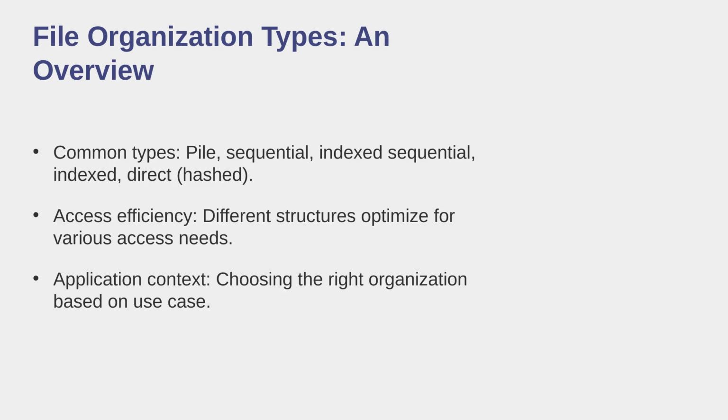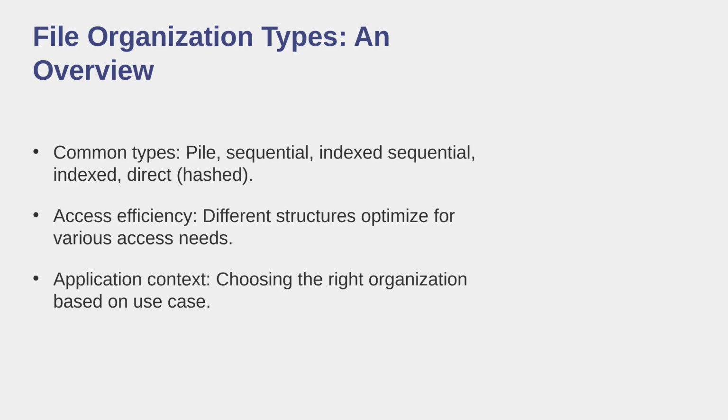In our exploration of file management systems, we must address the various file organization types available. Each type serves a specific purpose and is optimized for different access needs. The most common structures include the pile, sequential file, indexed file, and direct or hashed file. The pile is the simplest form of file organization, where data is collected in the order it arrives.